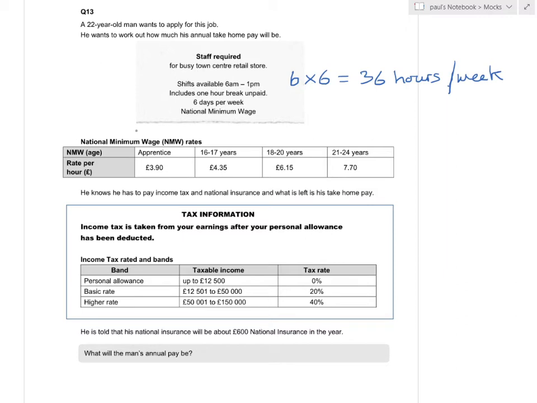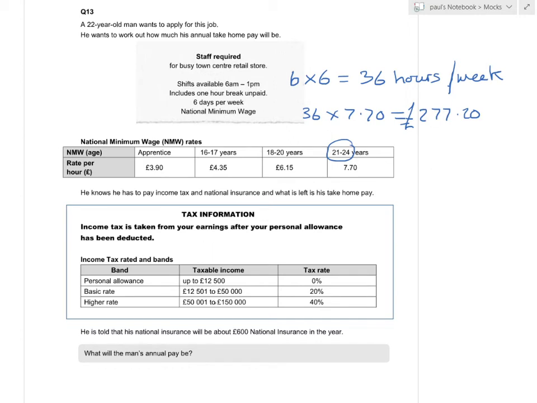Now, a 22-year-old man, he is in that bracket. So every week he's going to get 36 hours times £7.70. So 36 times £7.70 is £277.20 a week. £277.20 a week. Okay. Now, tax is taken from earnings after personal allowance.